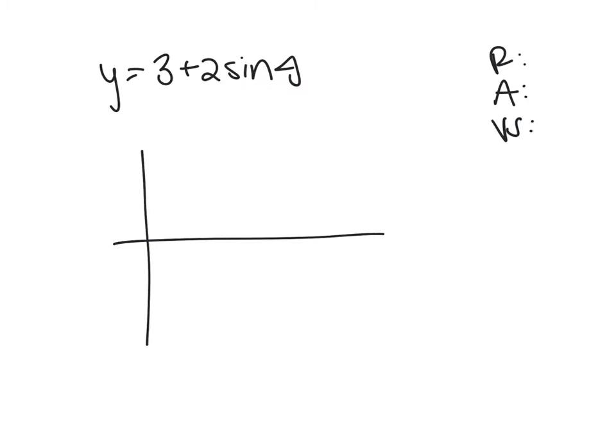Okay, for this next one, 3 + 2 sine of theta. So first thing, check all of our transformations. There is no reflection because there are no negatives being multiplied anywhere. Amplitude is the number right in front of the trig function. So our amplitude is going to be 2. The vertical shift is anything being added or subtracted to the trig function. So this time it's a +3, which means we are moving up 3.